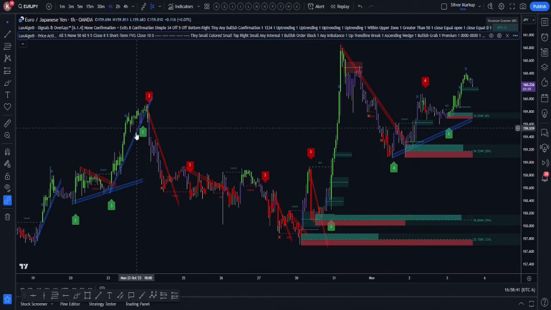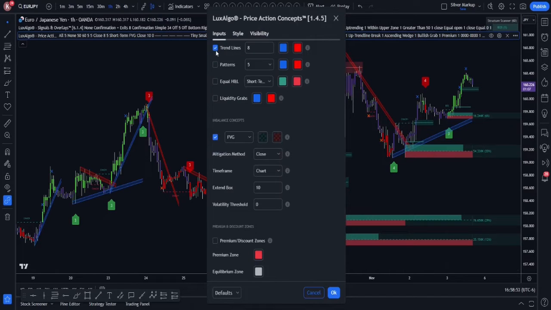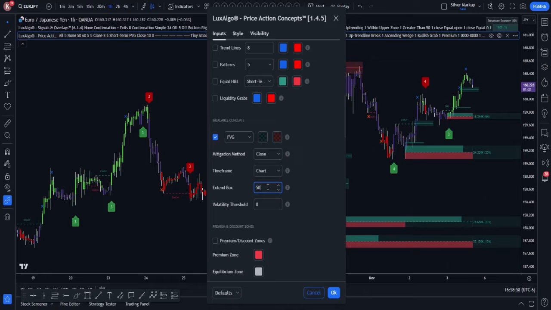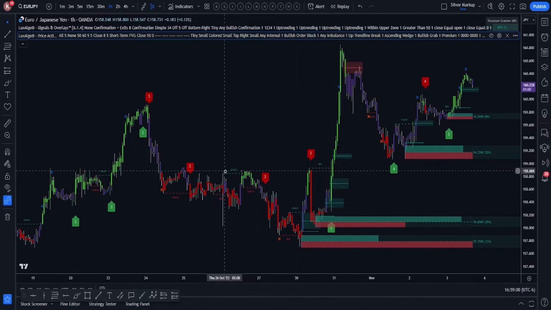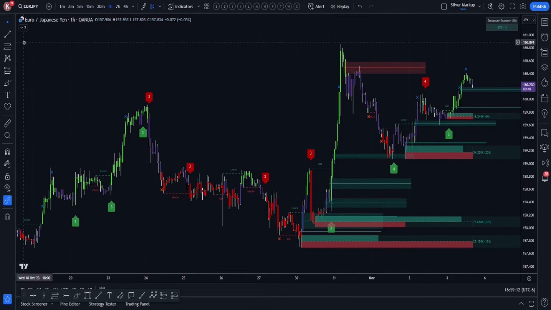So what I could look for is a couple of things. One, I can go into Lux Algo. Let's just focus on the imbalance lines for now. We'll focus on the trend lines later. Go on the imbalance lines. What I like to do is extend the boxes out about 50, so that I can see the extension and it'll give me good areas to consider when coming into the markets. And right away, you can see where things are going.